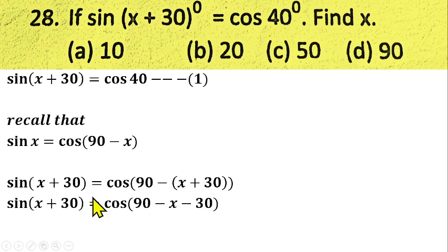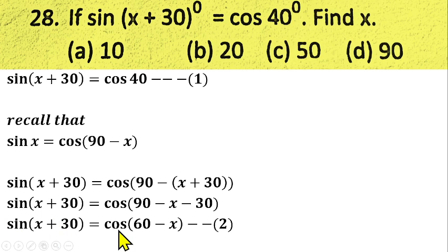So you'll be having this equals to cos(90 minus x minus 30). Now you have 90 minus 30, that gives us 60. So you'll be having sin(x plus 30) equals to cos(60 minus x). You can call this one equation 2. So we can now compare equation 1 and 2. Compare this one and this one.